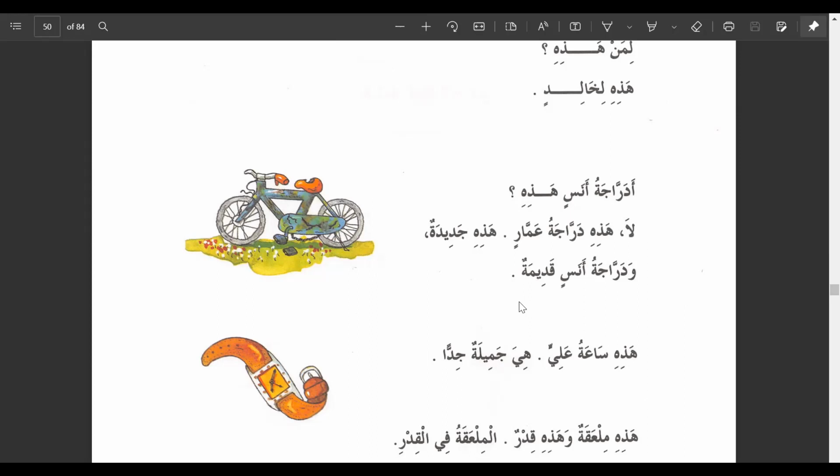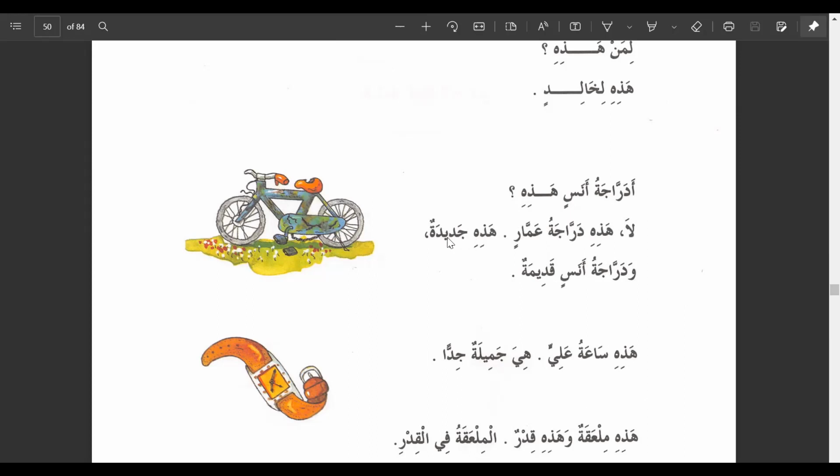Because the rajatun is feminine. Cycle is feminine, and Kadimatun is the khabar, the information about the cycle, right? Because the mubtada, the subject of the sentence, is feminine, the rajatu is feminine, so the information, the khabar, is also feminine.